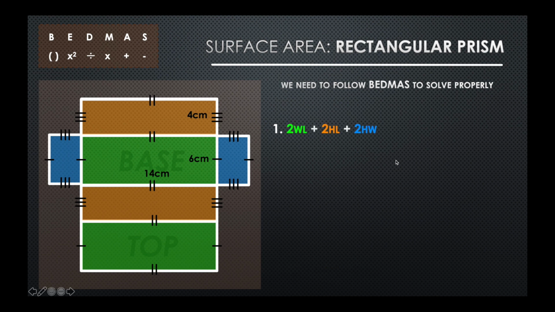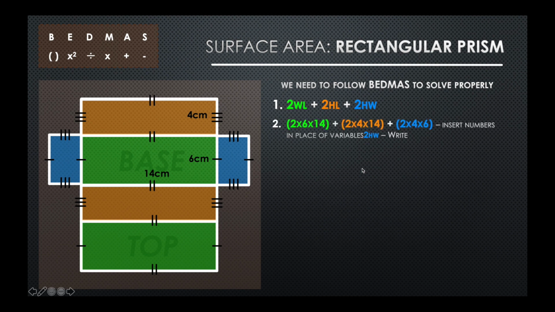So again, we need to use BEDMAS. This one's actually fairly straightforward, and you'll see why in a second. You're just essentially plugging in the numbers and adding them all up at the end. So first things first, I insert the numbers. On my green rectangles, on my base and my top, which is the 2 times width times length, it's 2 times 6 times 14, because 6 by 14 is the area of this rectangle, multiplied by 2 to get both.